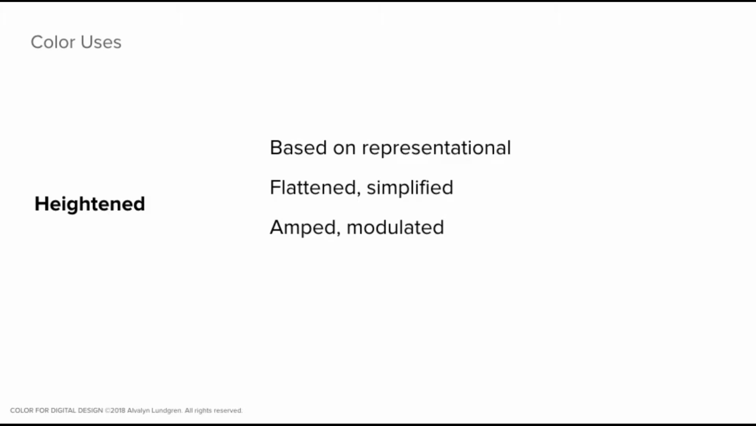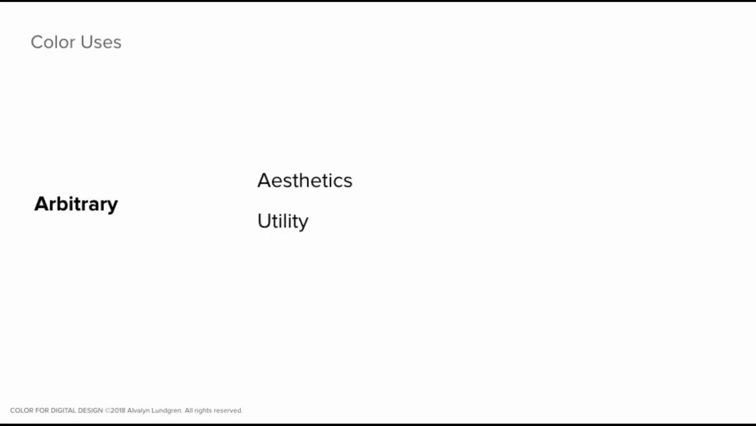Heightened color is based on representational or optical color, but it's simplified, or the vibrancy is boosted, or it's flat color. It's amped up or modulated down in some way. An arbitrary color is using color for aesthetic purposes or for how color functions. Just for an immediate example, the black type on the white background in this slide is an arbitrary use of color. It's utilitarian for the purpose of legibility and clarity.